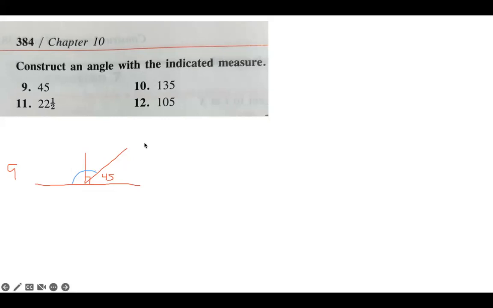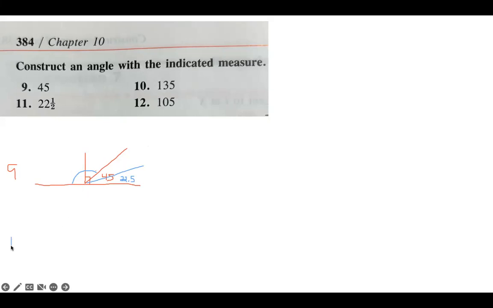And if you really want to make the math teacher mad, look at question number 11. Question number 11 says make 22.5 degrees. Well, that would be an angle bisector of 45 degrees. So then that would be 22.5 degrees. Gosh, I'm giving away all the secrets here. Can we get to 105? 105 is the only one that's really challenging to get to. So 105 would be what?